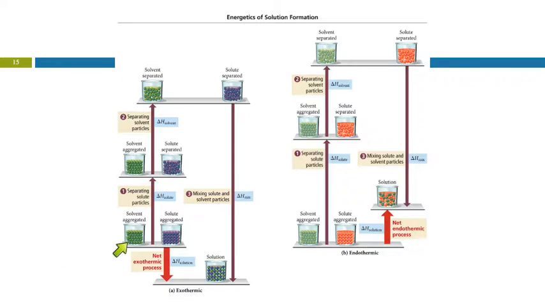So if we're mixing green and purple, what we're imagining here is that we're taking the purple solute particles, and we're separating them from each other. And that requires energy, so this goes up. And then we take the solvent particles and we separate those. And that requires energy. Then we allow these particles to come together, and that's going to release energy. In this case, it released more energy than we had to put in. And so this is a net exothermic process.